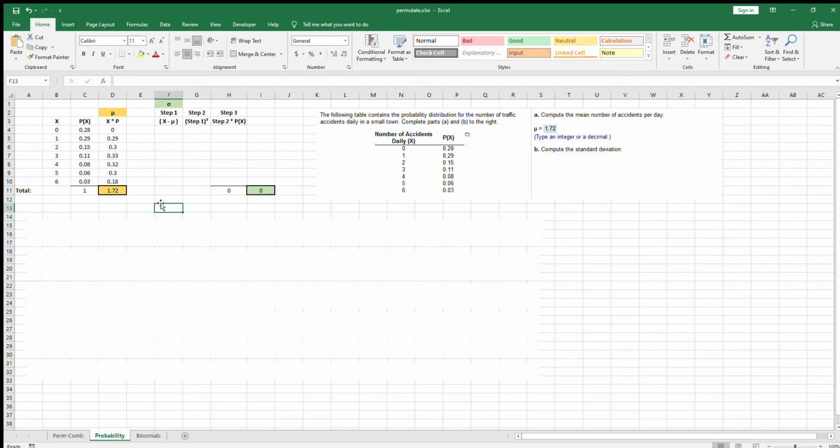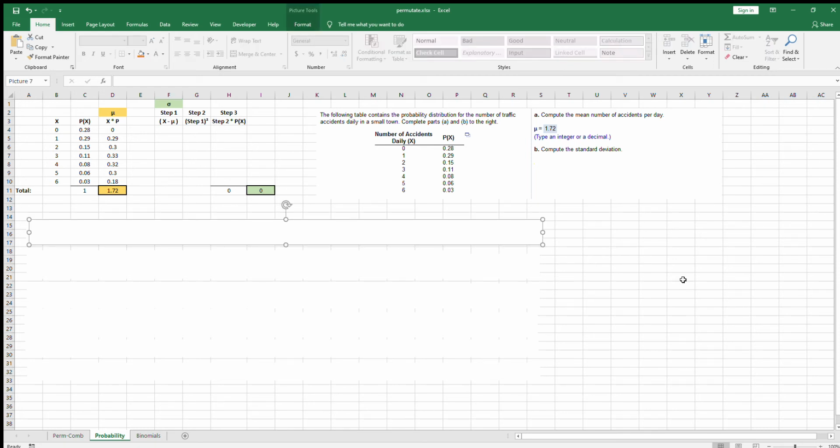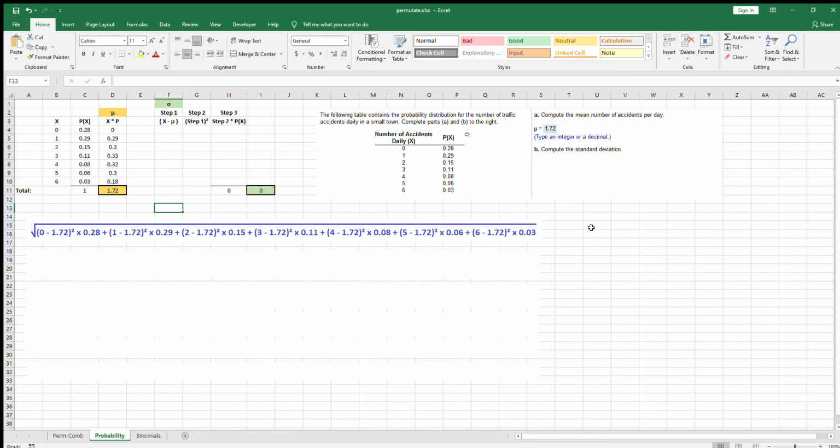So it's a little more complex to calculate sigma or the standard deviation in these cases. I'm going to show you the formula, which is right here. It's a beast. So essentially what this formula is doing is we're going to take the number of accidents in a day minus the mean squared times the probability, and we're going to sum the whole thing, and then we're going to get the square root of that number. So really quickly, we can just use Excel to evaluate this for us.